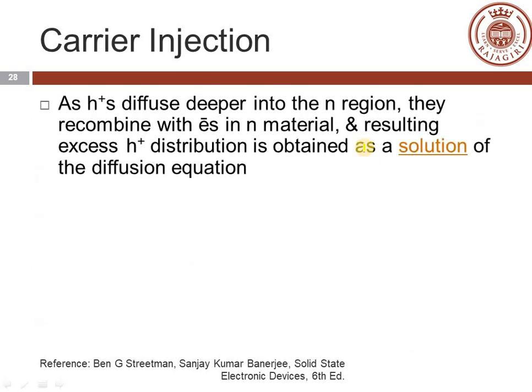As holes diffuse deeper into the n region, they will recombine with electrons in the n material, and the resulting excess hole distribution is obtained as a solution of the diffusion equation. Here, holes are getting diffused to the n region and electrons are getting diffused to the p region. Earlier we had derived this diffusion equation and found its solution, so we can use the same equation and the same solution. The only difference is that we will have a suffix of n and p to indicate the n region and p region.